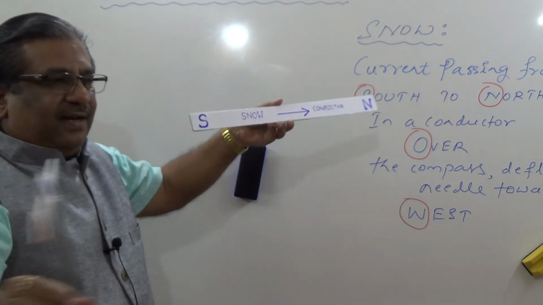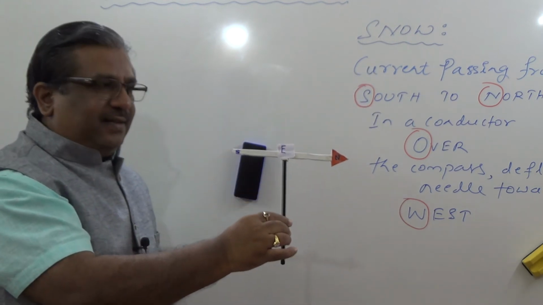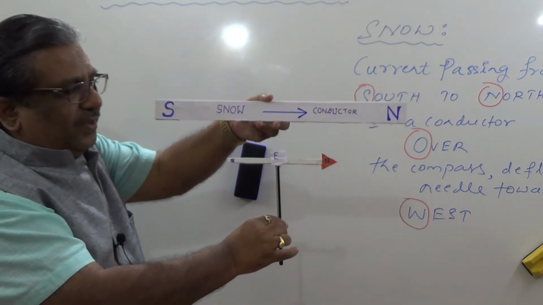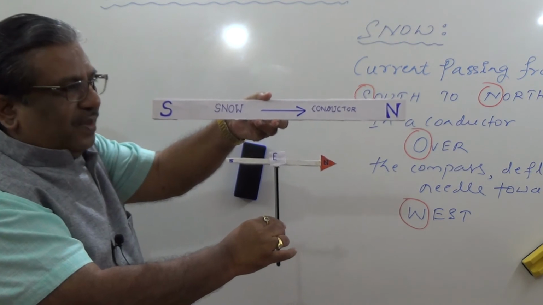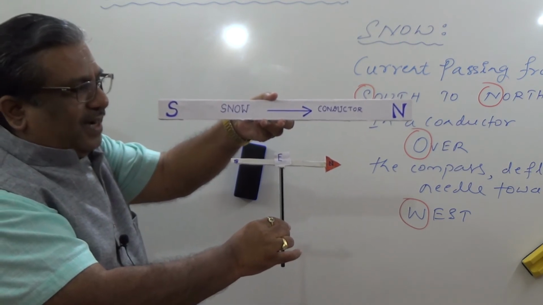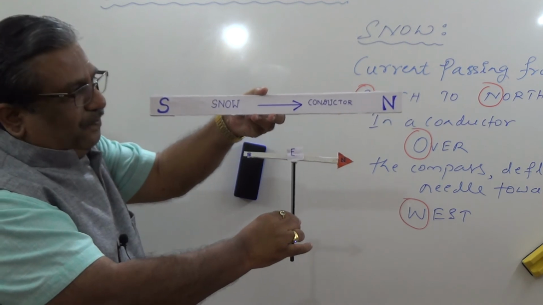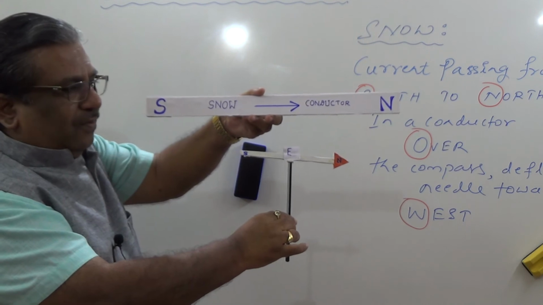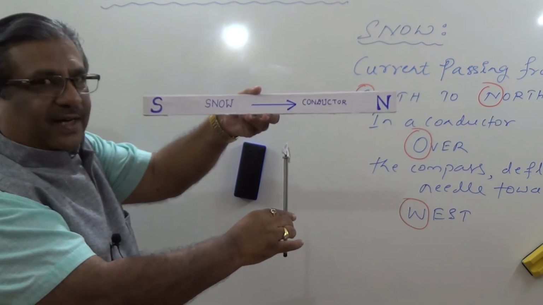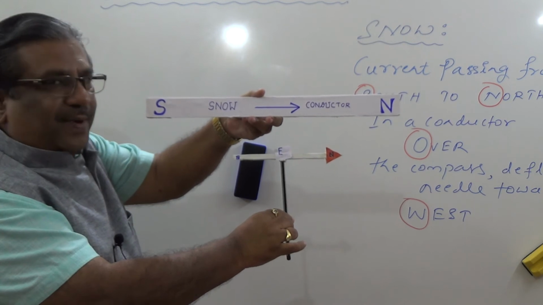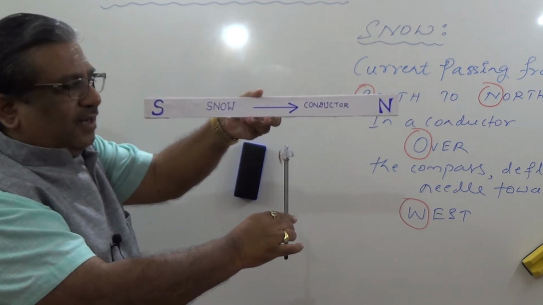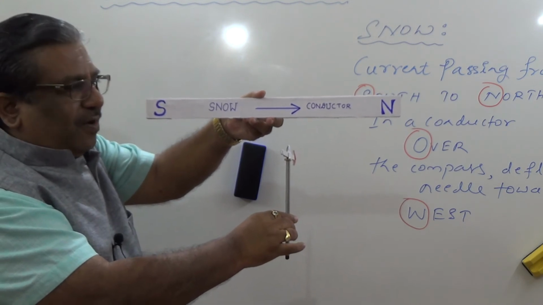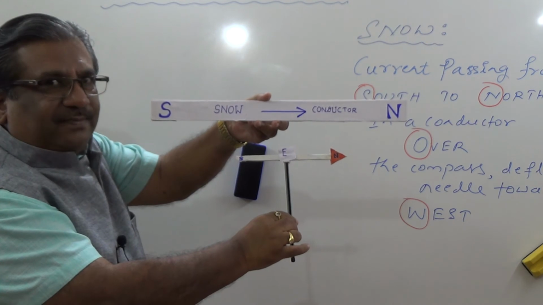Once again, the freely suspended magnet stands like this, pointing towards the north. Bring the conductor and align it along the south-north direction. Connect the battery terminals in such a way that the current flows from south to north. The moment you switch on now, yes, the magnetic needle deflects. Switch off, it comes back. Switch on, the magnetic needle deflects away from you towards the west. Switch off, it will go back and stand.